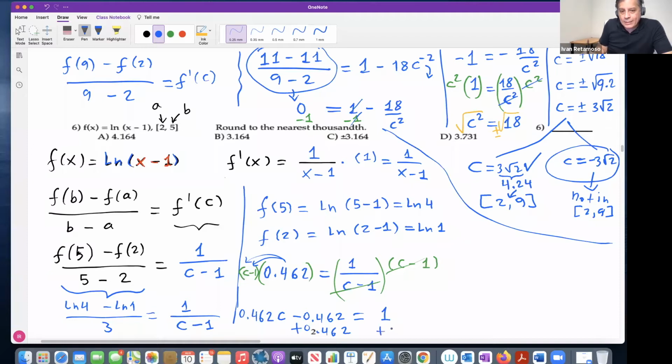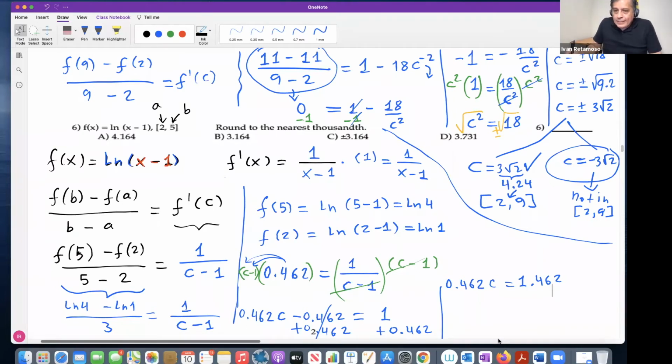Adding this guy to both sides of the equation, or just transposing that to the other side, changing its sign, whatever you prefer to do, you should get this, right? C equal 1 plus this. 1 plus this is just this. If you don't see that, guys, just use a calculator, it will be right. And finally, dividing both sides of this equation by this guy, 1.462, 0.462 cancels with 0.462.